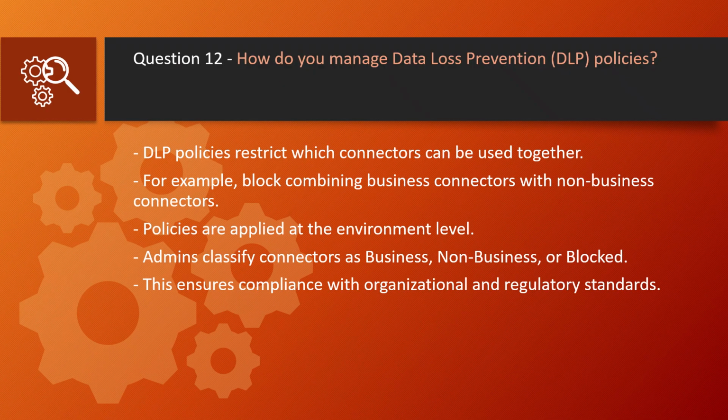How do you manage the DLP policy? Data loss prevention policies basically restrict which connectors can be used together. For example, blocking the combining of business connectors with non-business connectors. DLP policies can be applied at the environment level, and admin can classify the connectors as business, non-business, or blocked. So it ensures compliance with the organization's and regulatory standards.